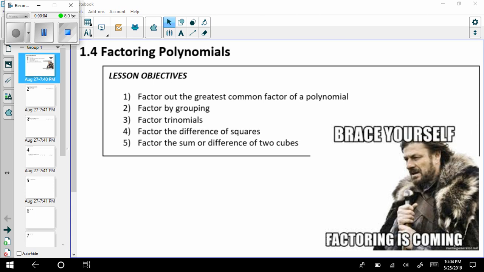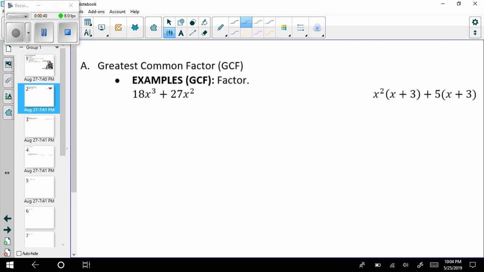Section 1.4 is on factoring polynomials. Factoring is a big tool that we'll be using this entire class. So all of our objectives today are different ways that we can factor something depending on what they give us. But you'll notice every single one is going to revolve around this idea of factoring. For those of you that aren't super familiar with it, it's basically breaking something apart so that we can see individual pieces. So let's try the first one.